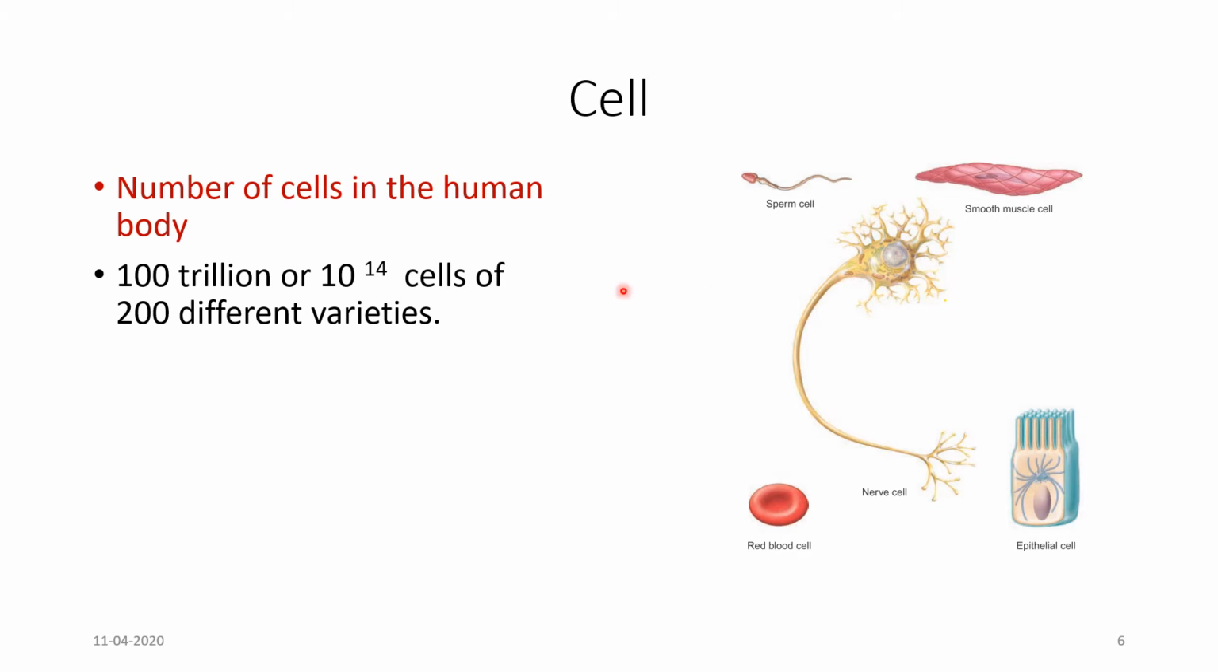And what will be the number of cells in the human body? The human body contains 100 trillion cells of 200 different varieties. In this picture, you can see some of these cells. This is a sperm cell and this is the smooth muscle cell. This is the epithelial cell. This is the nerve cell and this is the red blood cell.